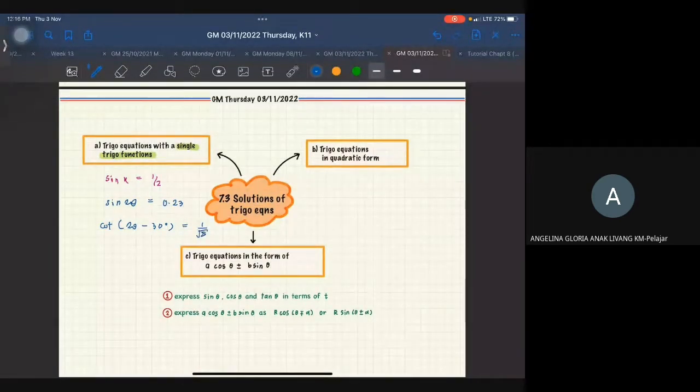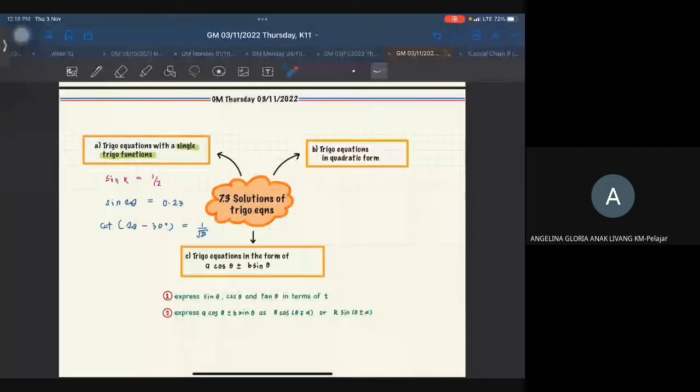Contoh. Okay, so bila tengok dekat example ni, dia ada satu je trigo function. Dekat sini sin, okay, and then dekat bawah ni adalah cotangent. Okay, so asalkan dia satu, so tak kisahlah is it sin or is it cos, tangent, cotangent, secant ataupun cosecant, asalkan dia single. So itu kita panggil dia sebagai single trigo function.